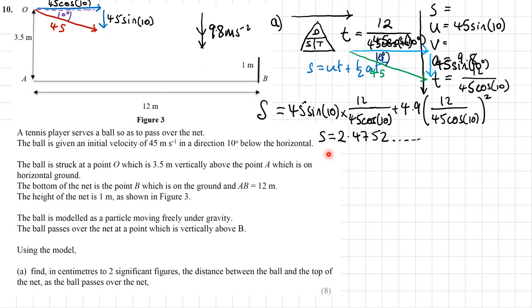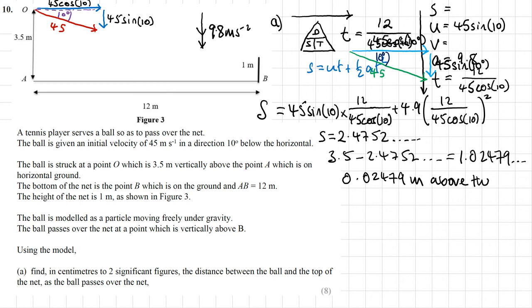So if I do 3.5 minus 2.4752, that gives me 1.02479. Okay, so that's how far it is. Now the net itself is 1 meter, so compared to 1 meter, I can see that it's 0.02479 meters above the net. You could just take 1 away from this answer.